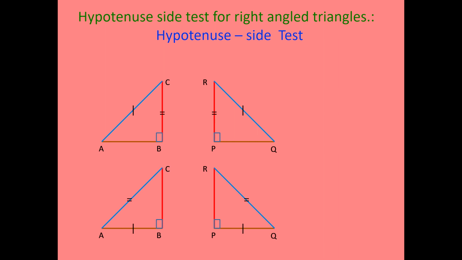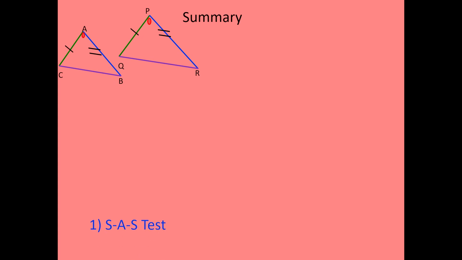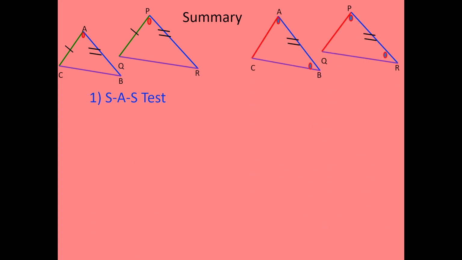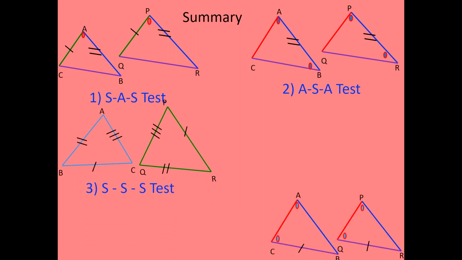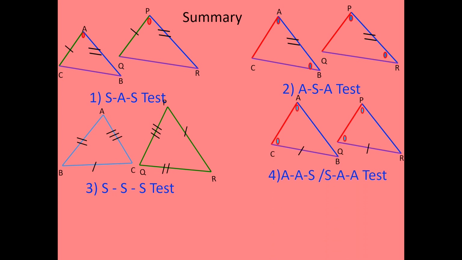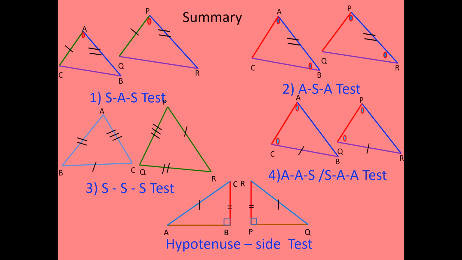By hypotenuse-side test. Let us summarize all the tests we have learned today. One is SAS test, second one we have done is ASA test, third one we have is SSS test, fourth one we have is AAS test or SAA test, and the fifth one we have is hypotenuse-side test. So in all we have got 5, just like we have 5 fingers of a hand.